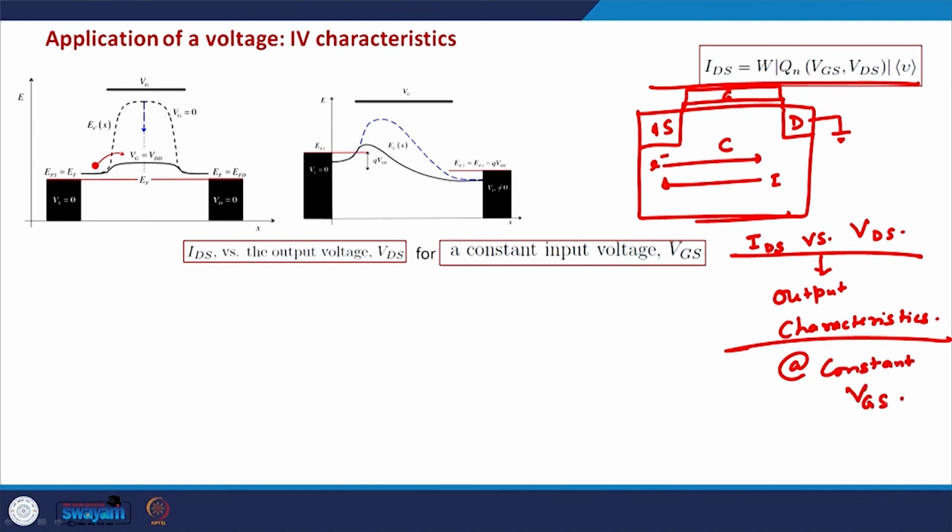Now, in the light of the entire discussion that we had, this barrier dynamics, how this barrier changes on application of VGS and VDS, I would like you to think about the output characteristics of the MOSFET, IDS versus VDS. What would be the form of IDS versus VDS for a MOSFET? I will let you think about this, and we will discuss this in the next class.